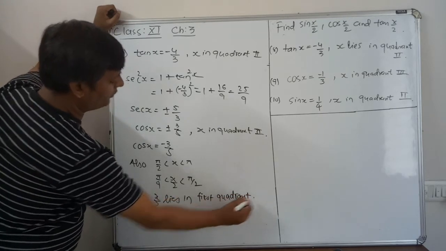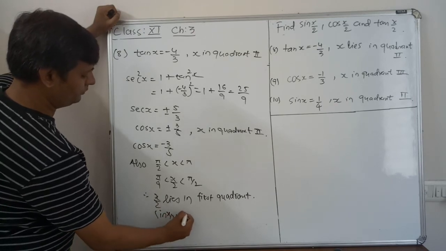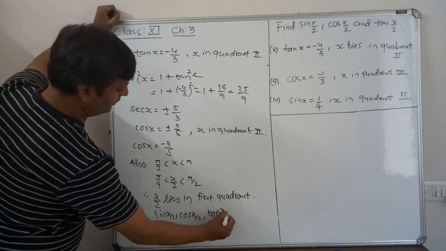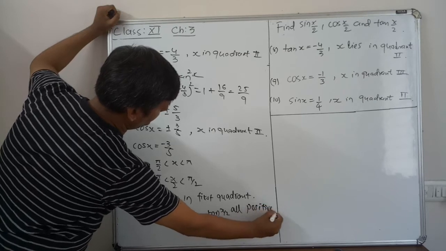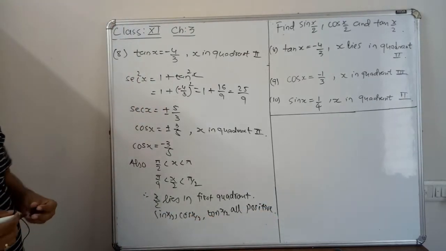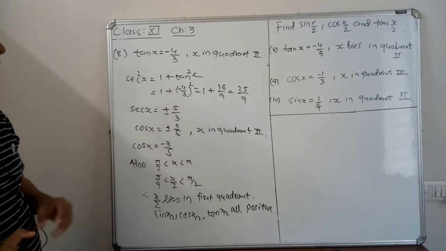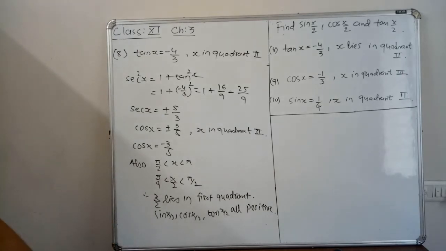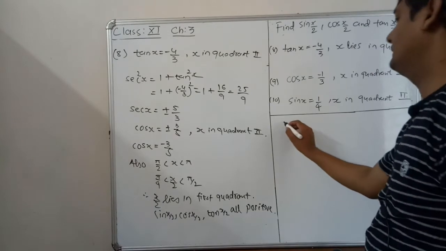In first quadrant, sin x by 2, cos x by 2 and tan x by 2 are all positive, because in first quadrant. Understand? All positive in a first quadrant normally. Now give the solutions of this. So let's start first with the cos x.